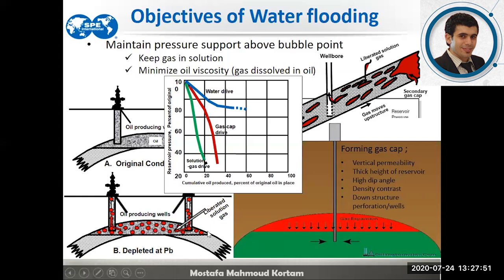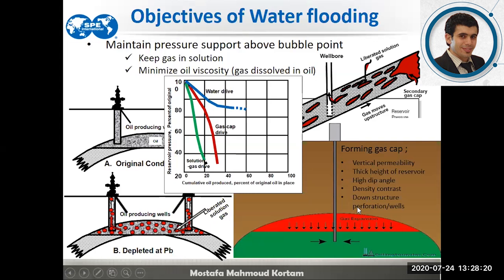A thick height of reservoir: if your reservoir is thick, at that time, you may have a chance for getting a gas cap. If you don't have a thick reservoir, most probably the gases will flow with the oil. The density contrast, the difference between the gas density and the oil density, also plays a role in forming the gas cap.